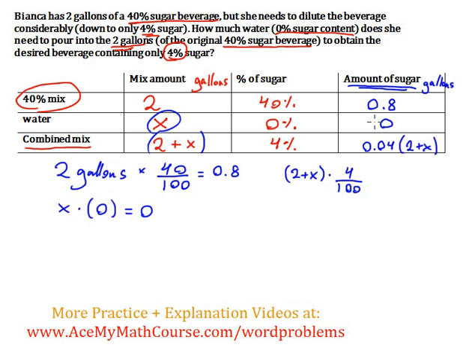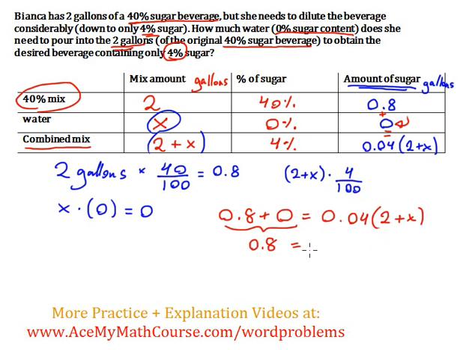Now, how can we structure our equation? Well, the amount of sugar from the 40% mix plus the amount of sugar from the water will be equal to the amount of sugar in the combined mix. That makes sense, right? Because here, of course, there's no sugar. So 0.8 plus 0 will equal 0.04 times 2 plus X. Well, that's just 0.8. Now, once we solve for X, we will know how much water we need to add to make this mixture happen.